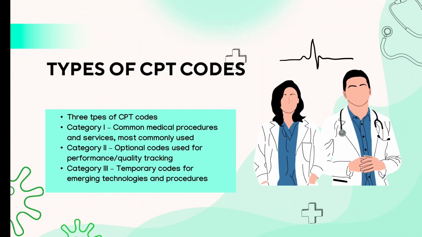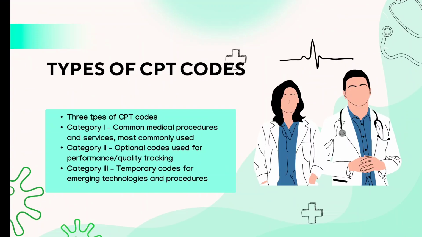Now let's understand the basic structure. Most Category 1 CPT codes contain 5 numeric digits. For example, 44950 is a CPT code for an appendectomy. Now let's move to the three CPT code categories.